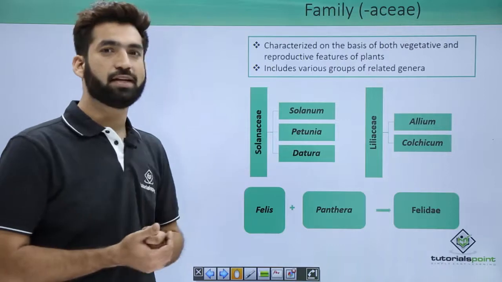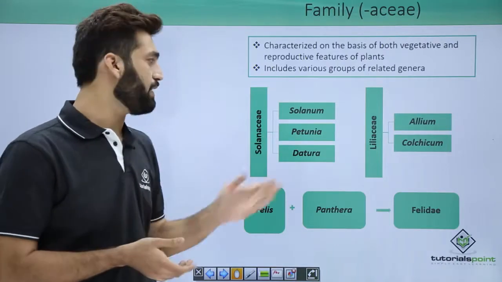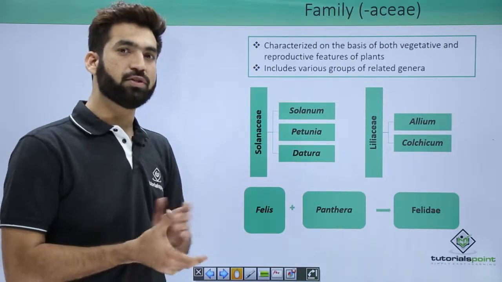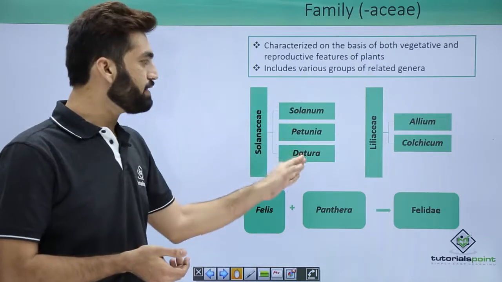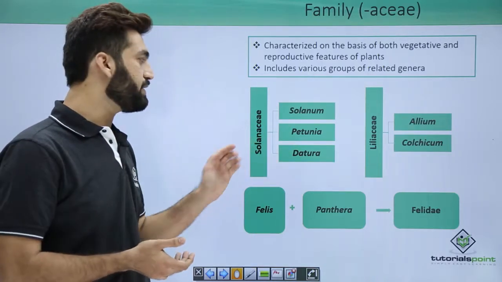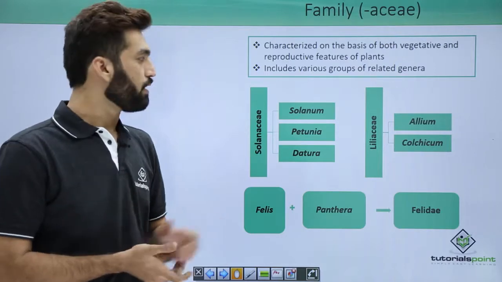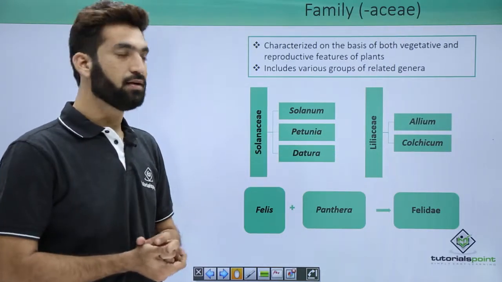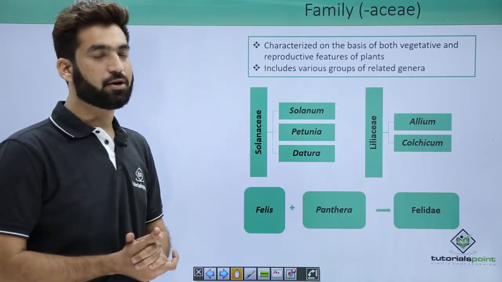Similarly, we have one more genera of one of the flowering plants called Petunia. We have one more genera called Datura. All these three genera, they belong to the same family called Solanaceae. Similarly, we have one more family. Solanaceae is a family of dicots.